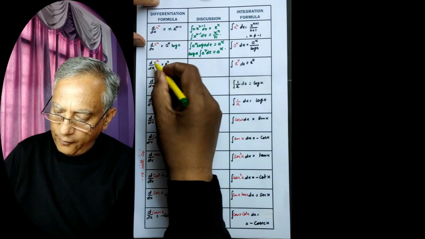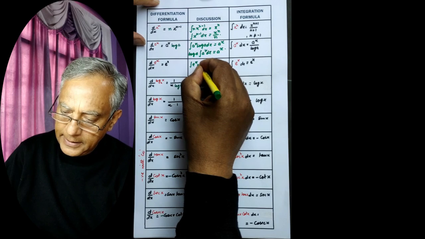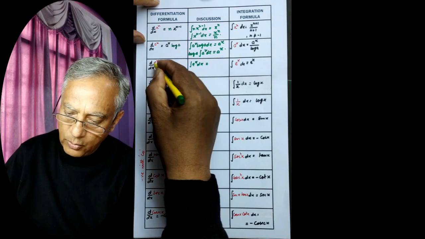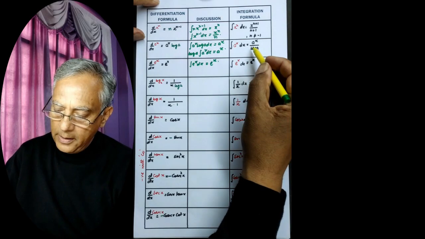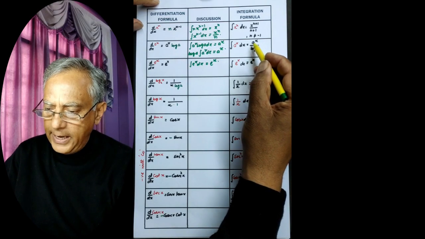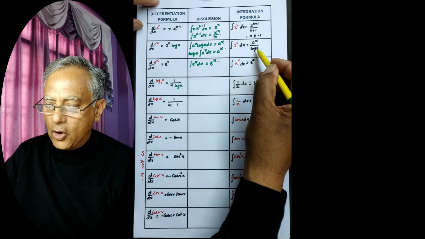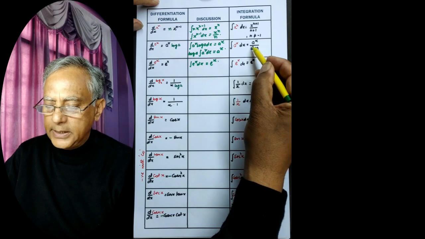dy/dx of e^x is e^x. So integration of e^x dx will be equal to e^x. And in this formula also, if we take e instead of a, it will be e to the power of x over log e. Log e is 1. So integration of e^x dx will be e^x over log e, that is e^x.